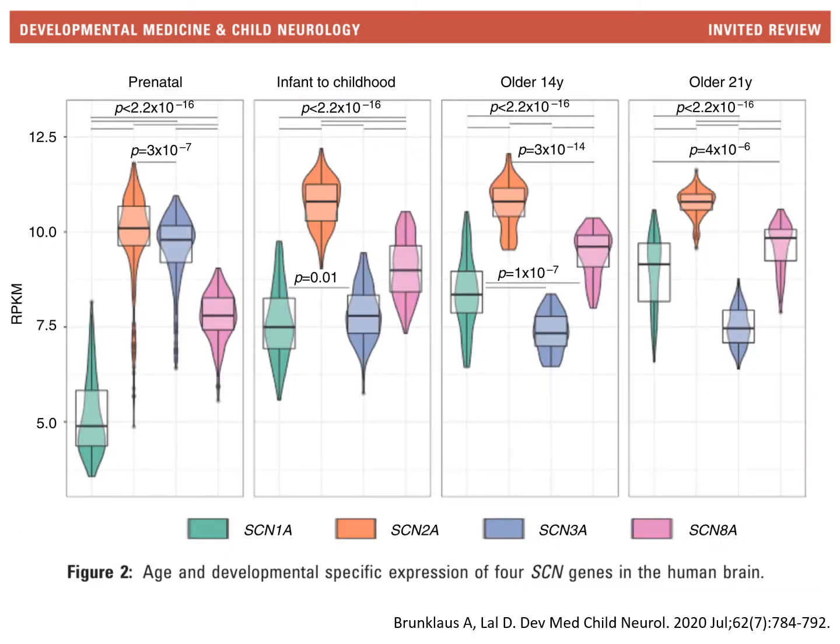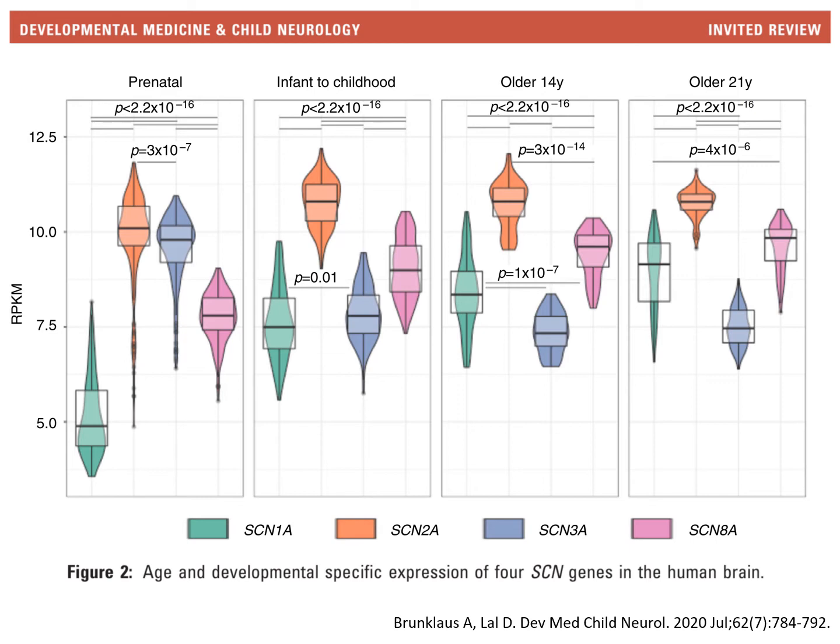All 4 sodium channel genes are expressed at different times in human development, which is illustrated in this figure. The x-axis shows expression of the 4 sodium channel genes at different ages: prenatal, infant, childhood, 14 years, and 21 years. And the y-axis shows their gene expression strength.